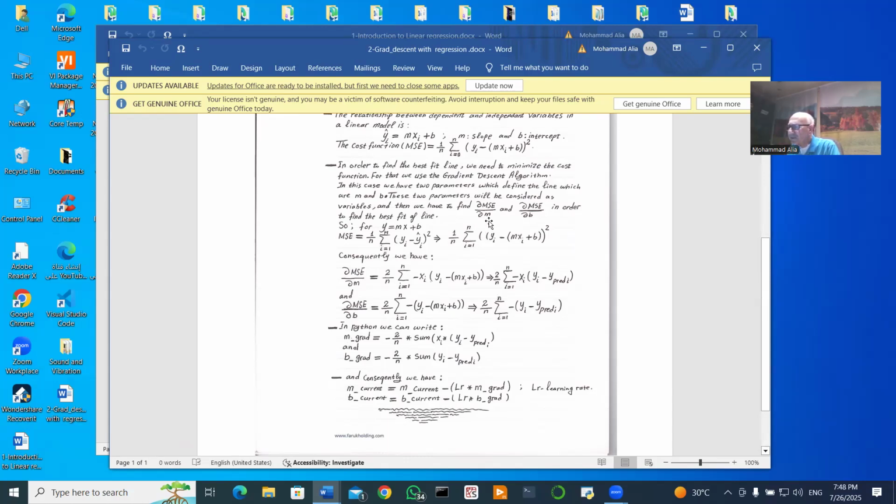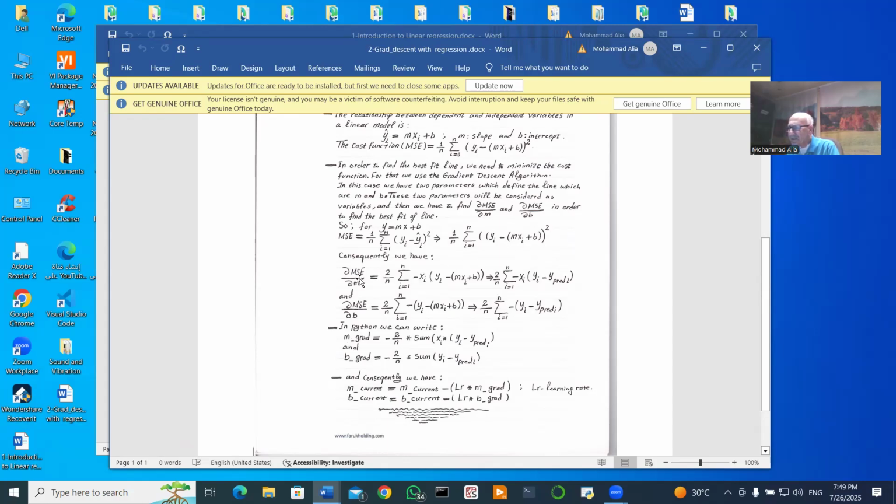Now, in order to find the derivative dMSE by dm, look, I have rewritten the expression: MSE is equal to 1 divided by n multiplied by the sum of i equal to 1 to n of the squared error. This is the same thing as it is written here upwards. And here now, instead of yi, I have substituted mxi plus b. And now we will have to take the derivative of this function by m and by b.